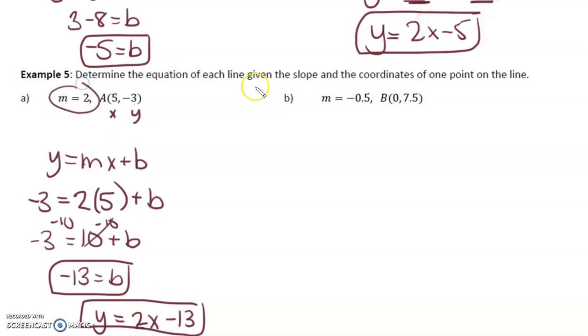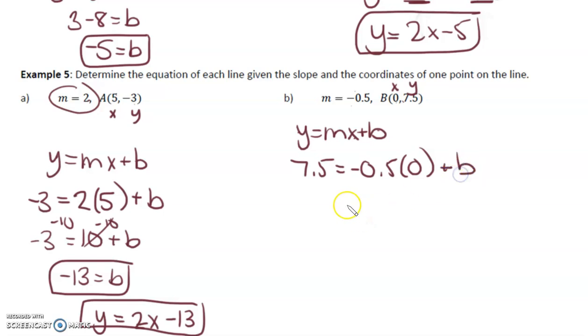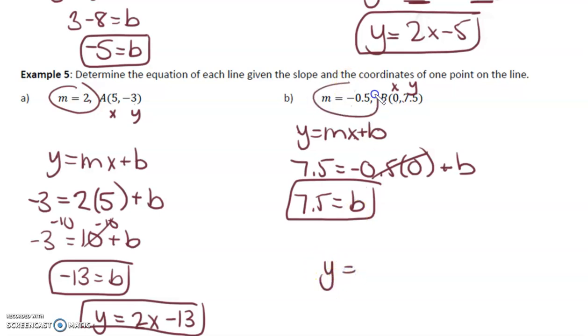Okay, because the 2 is already given. Exact same thing for b. y equals mx plus b. We have m, and then we have x and y. Let's go in order. What is our y value? 7.5. What is our m value? Negative 0.5. What is our x value? 0. And then we're solving for b. Well, bring down the 7.5. Negative 0.5 times 0 cancels, and we get 7.5 equals b. So our equation for this line, we need our slope and our y-intercept: y equals negative 0.5x plus 7.5.